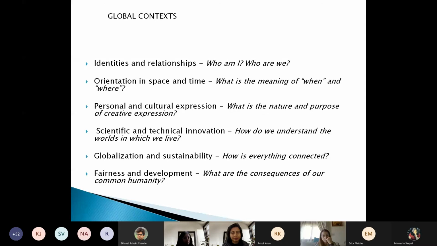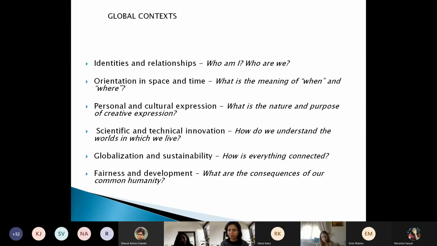Orientation in space and time. What is the meaning of when and where? Personal and cultural expression. What is the nature and purpose of creative expression? Innovation. So you can see these are some of the global contexts, and then we'll be looking into some possible examples. That means explorations where we'll be delving deeper into it.